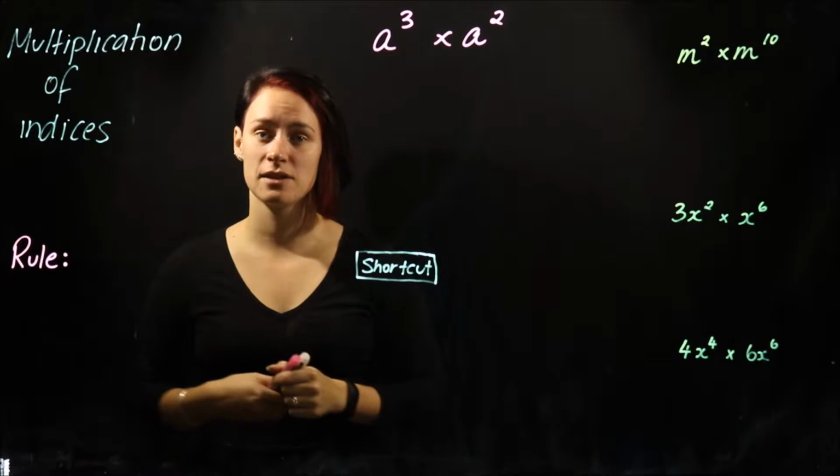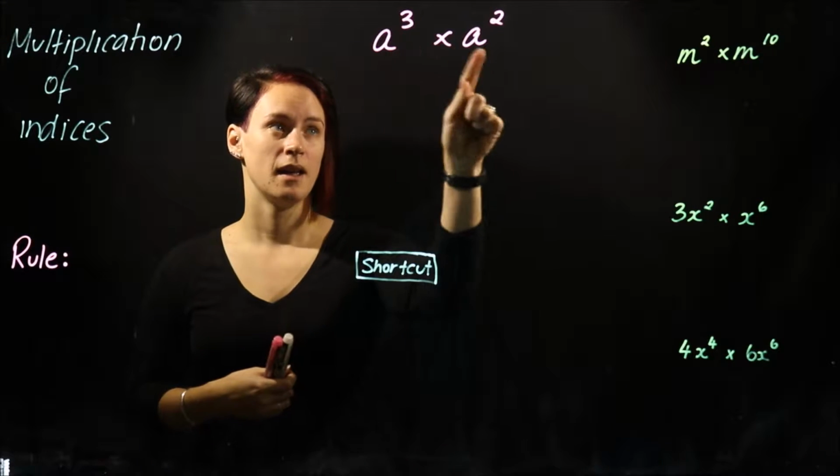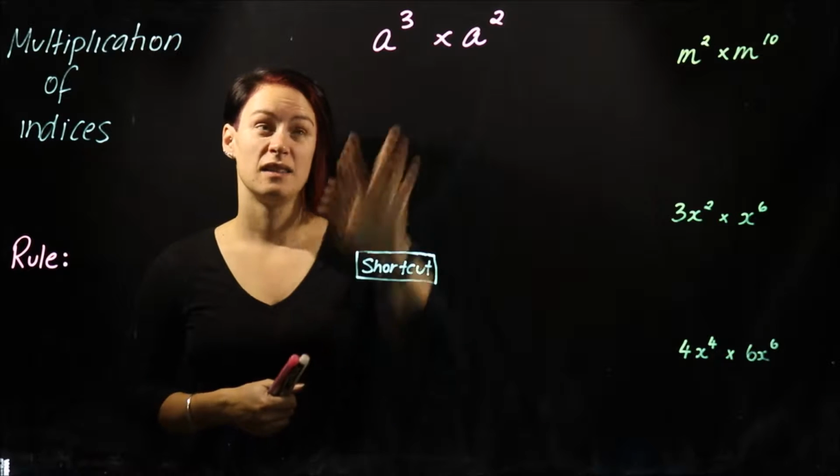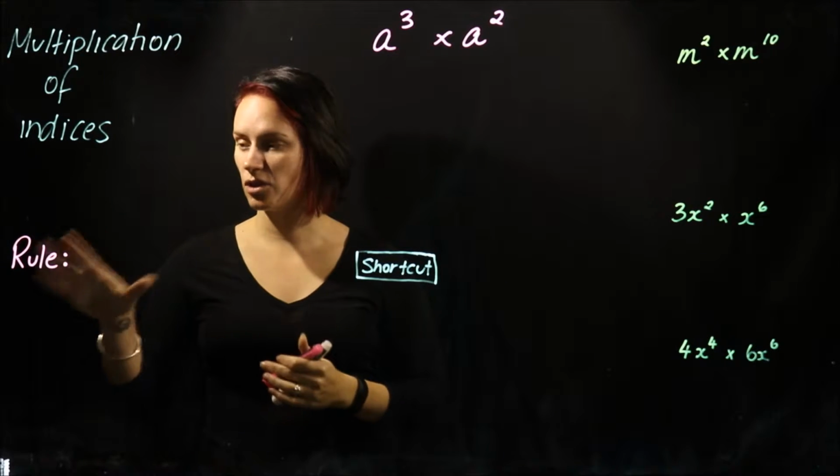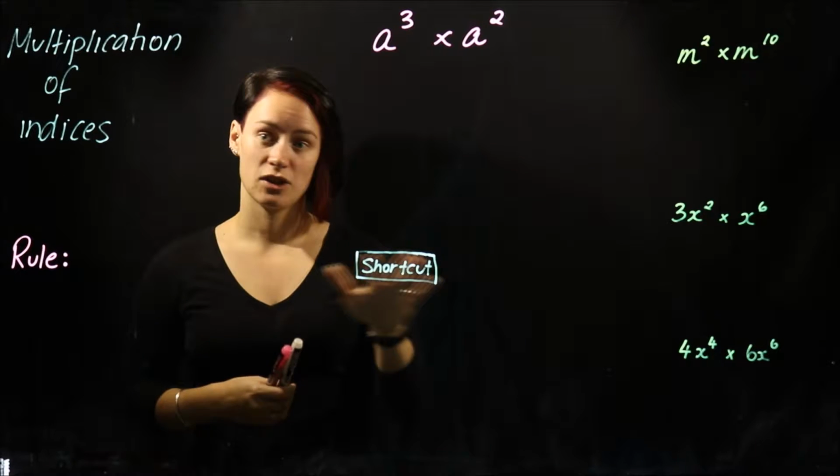We're looking at multiplication of indices. So we're talking about numbers with the same base. In this case, we have base A to the power of different values. So we are trying to come up with a rule, which is our shortcut.